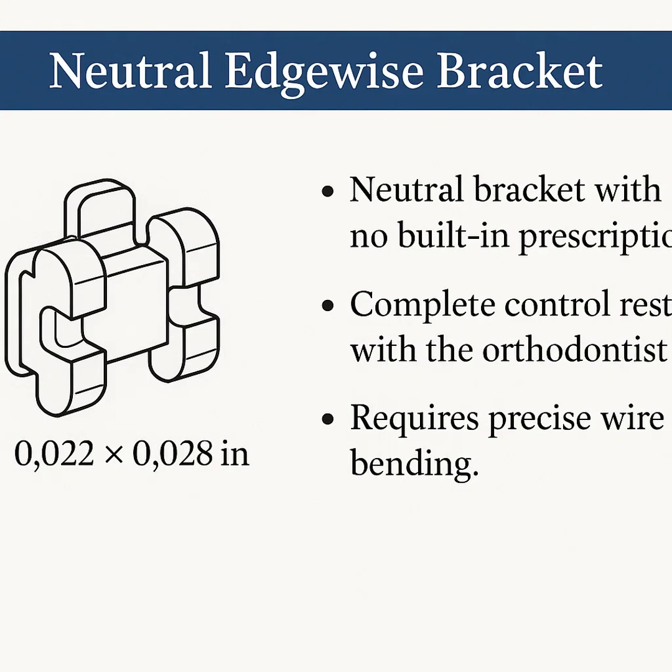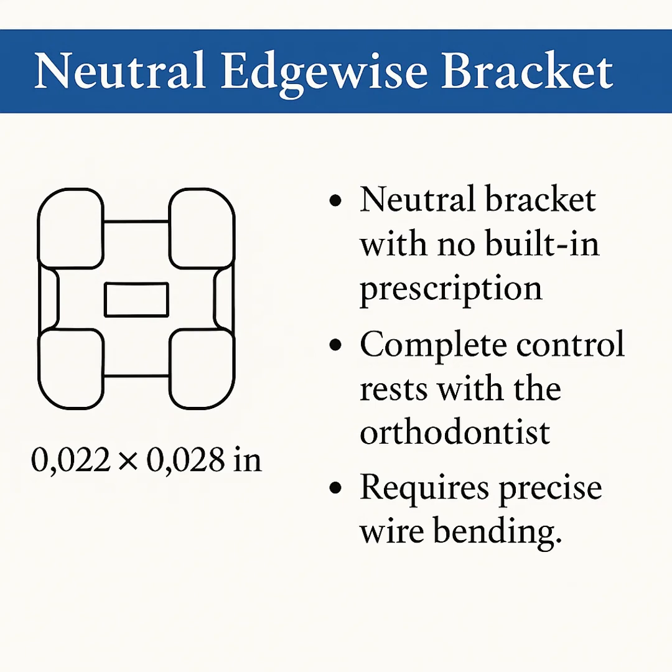Neutral Edgewise Bracket. This is the neutral edgewise bracket, the foundation of the Tweed Merrifield approach. It has a slot measuring 0.022 by 0.028 inches. The neutral design means it begins with no built-in prescriptions, so all tooth movements are expressed through the bends placed in the wire. This gives the orthodontist complete control of tooth position, but also demands greater skill in wire bending.